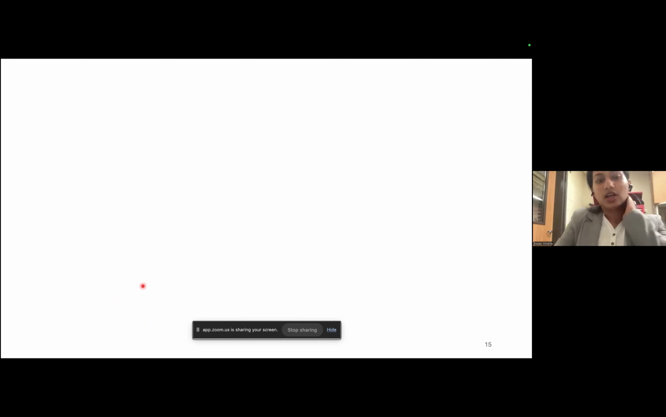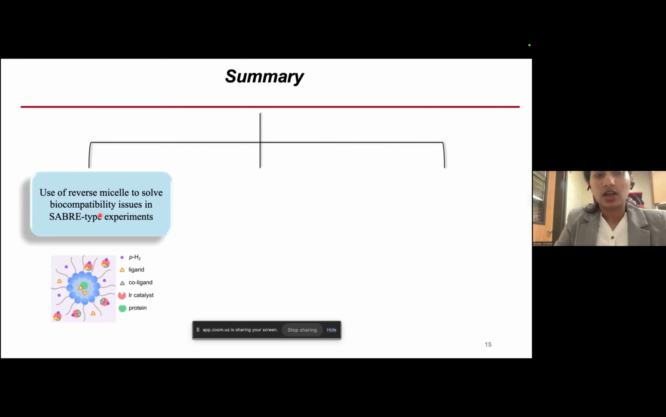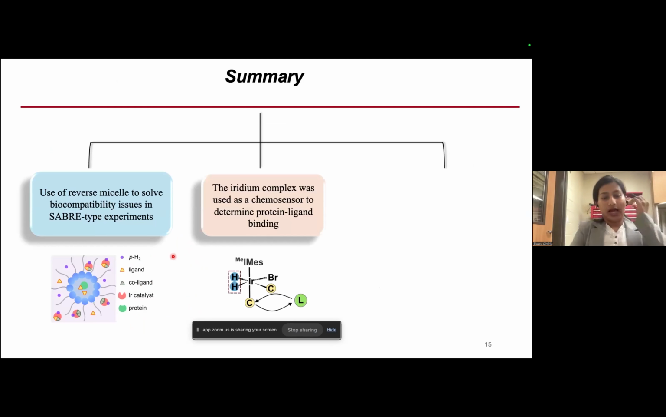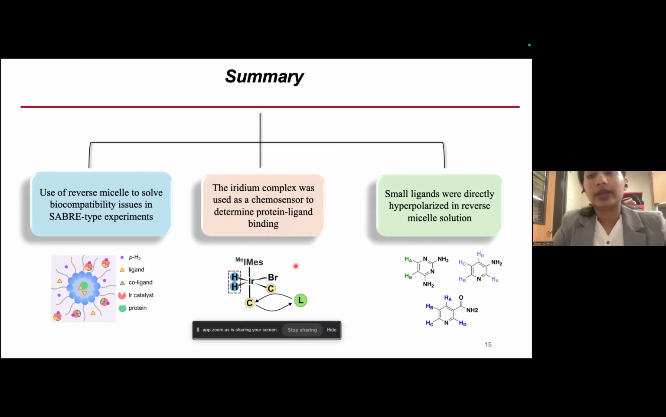So, in summary, we have used the reverse micelle to solve the biocompatibility issue in this kind of SABER experiment. Also, as in the first case our ligand was not hyperpolarized directly, we used the iridium complex as the chemosensor for knowing the free ligand concentration in the solution and also to determine the protein-ligand binding affinity. Later, we were also able to directly polarize different ligands.